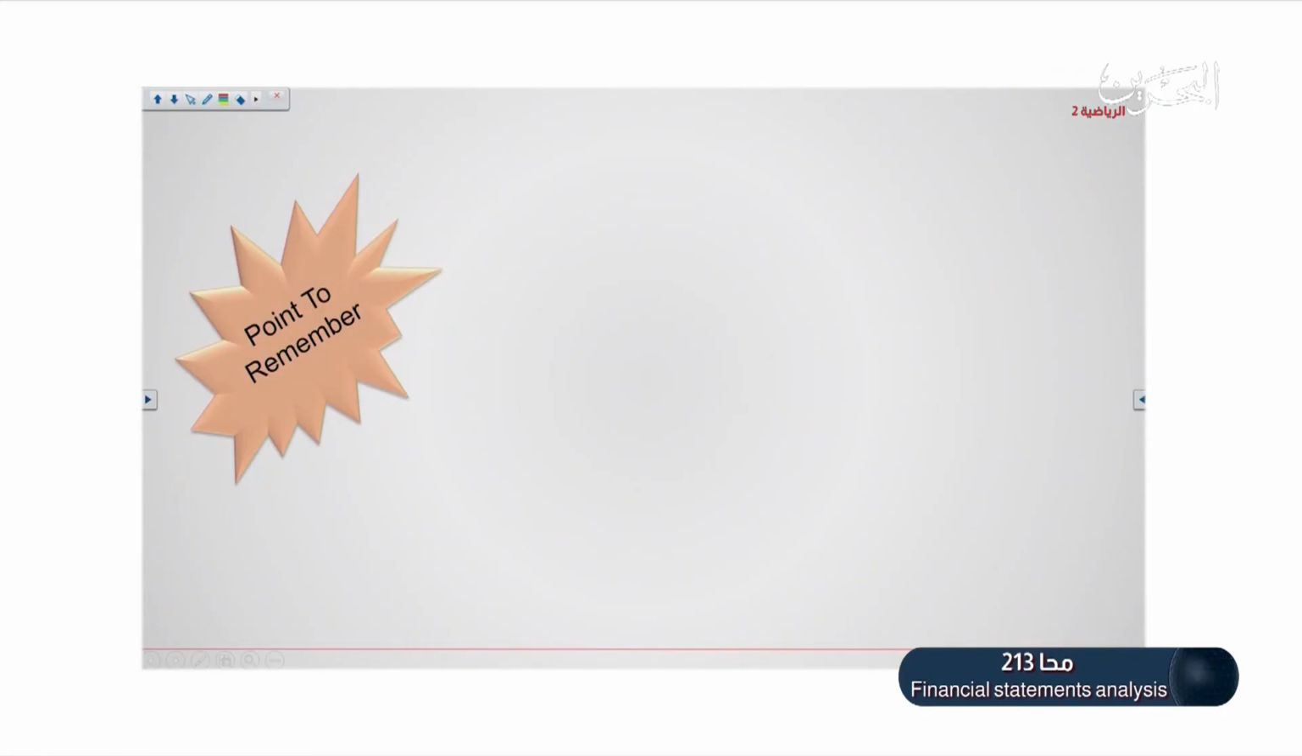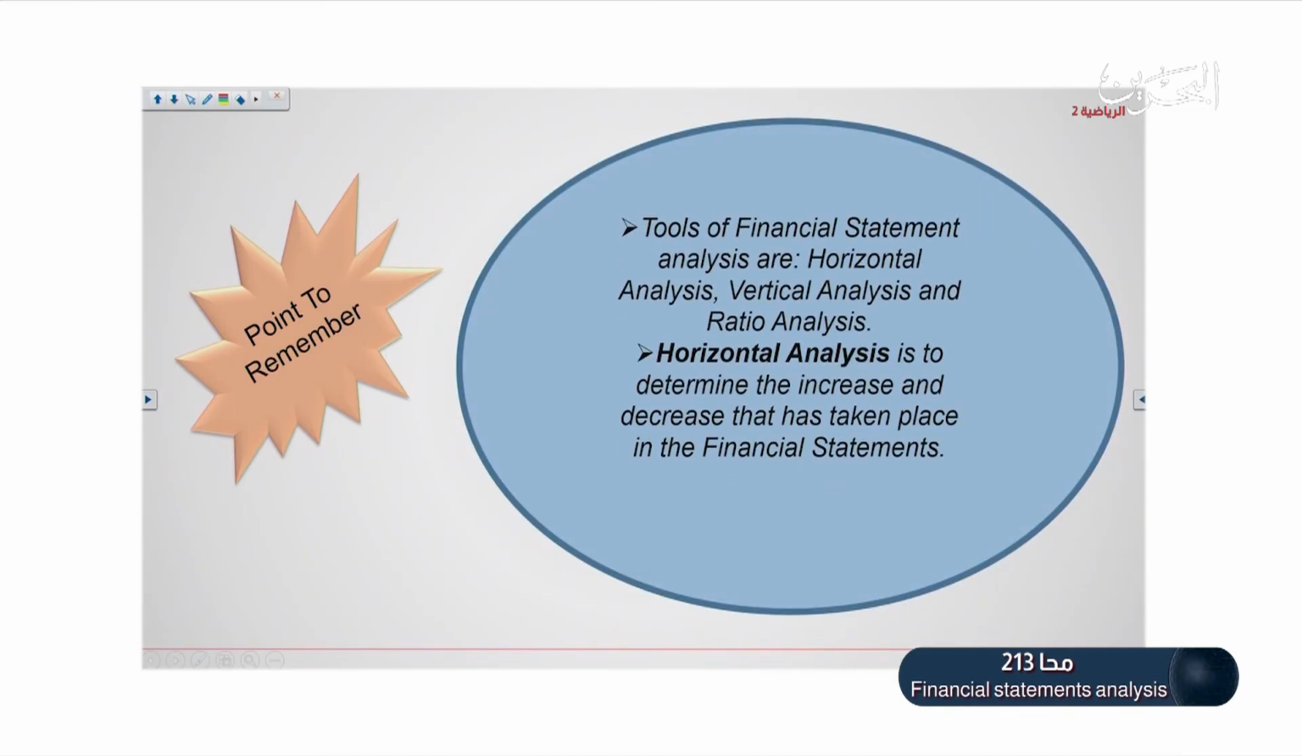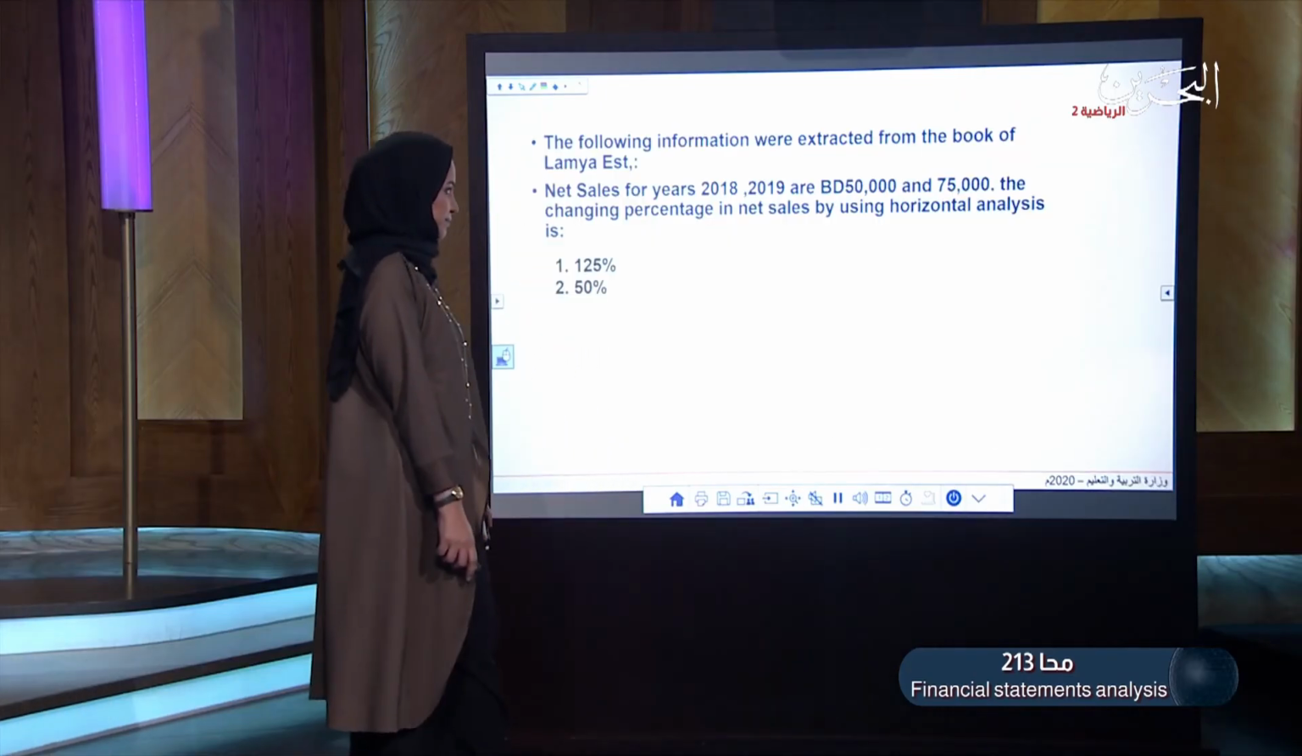Okay, so in this lesson we have points to remember. Tools of financial statement analysis: we have horizontal analysis, vertical analysis, and ratio analysis. Today we explained horizontal analysis, which is to determine the increase or decrease that has taken place in the financial statements, which are the income statement and balance sheet. Next lesson will be about the vertical analysis.